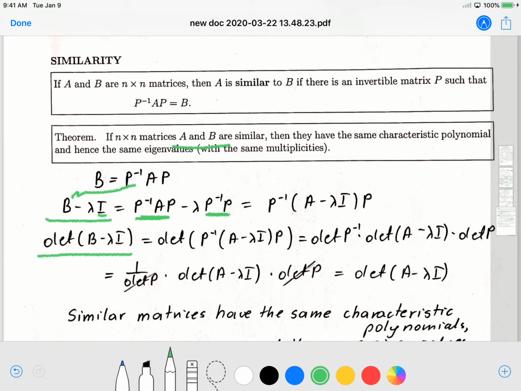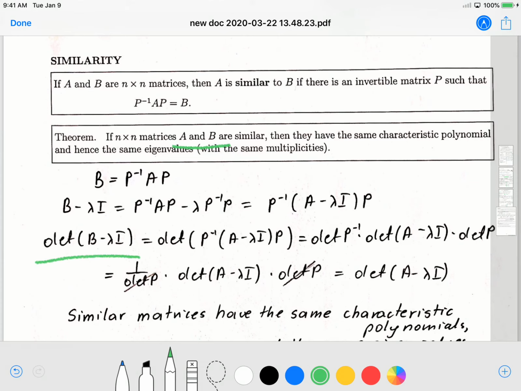Then on the right side, I'm going to factor P from the right side. So this P is factored from the right side, and P inverse is factored from the left side. Pay attention because matrix multiplication is not commutative. So that means what we did right here. If I factor P from the right side and P inverse from the left side, I am left with nothing else but A minus lambda identity. And then I consider the determinant.